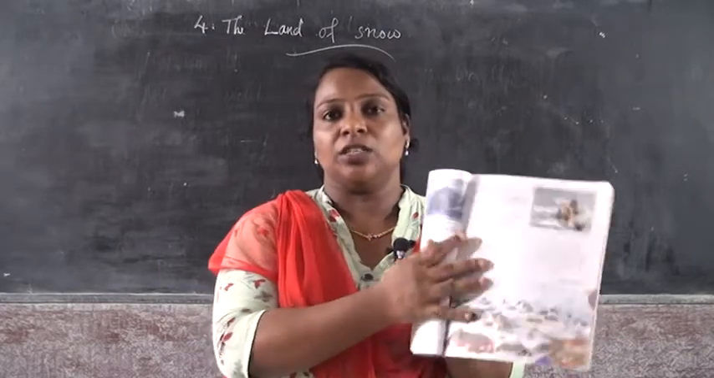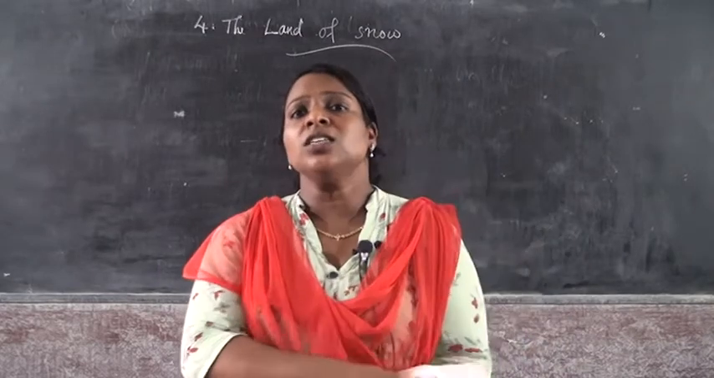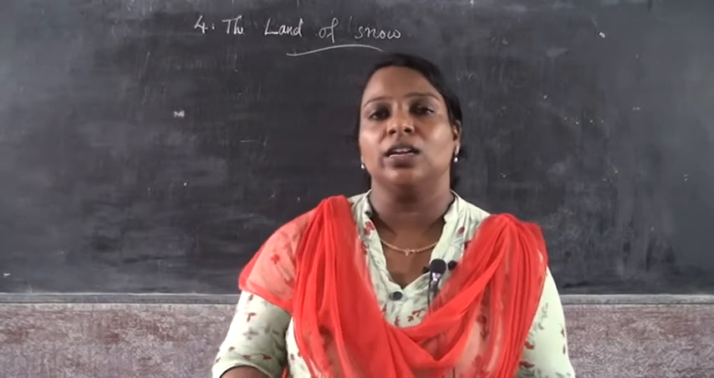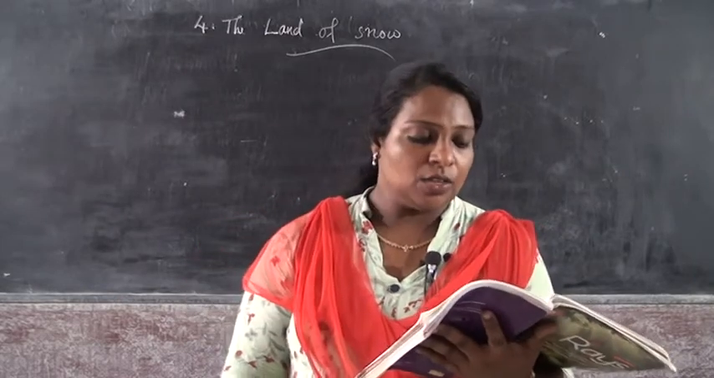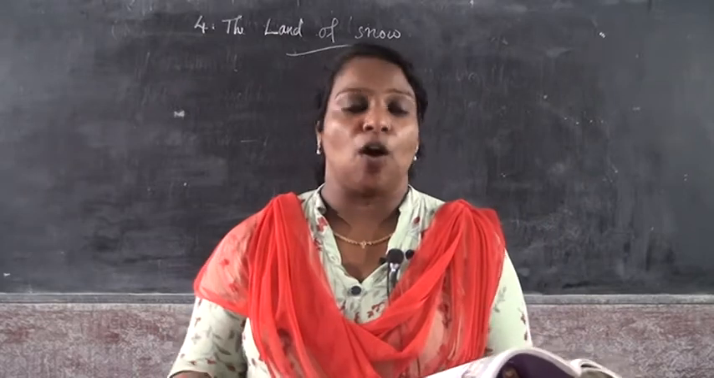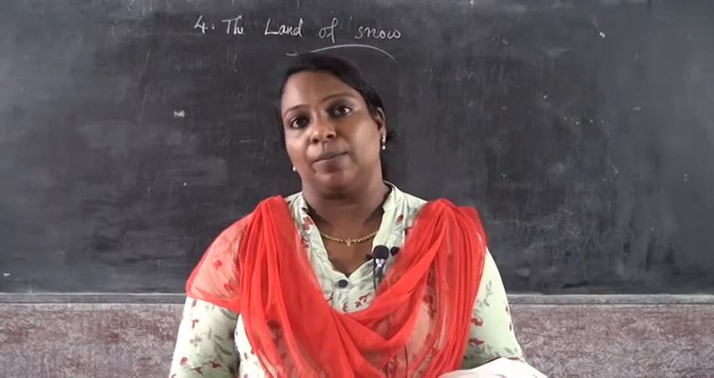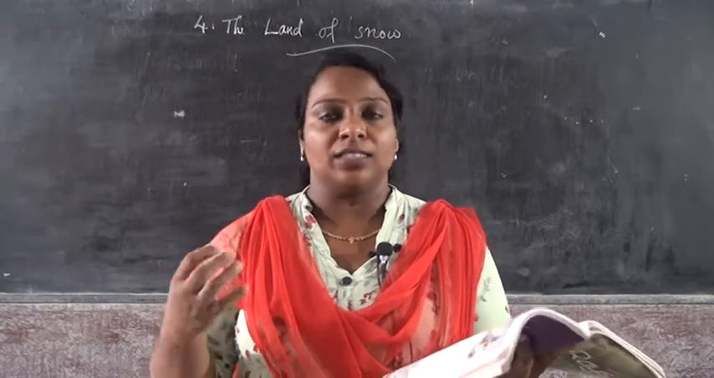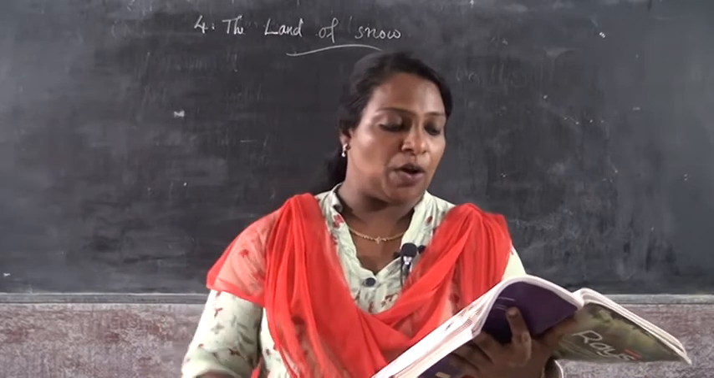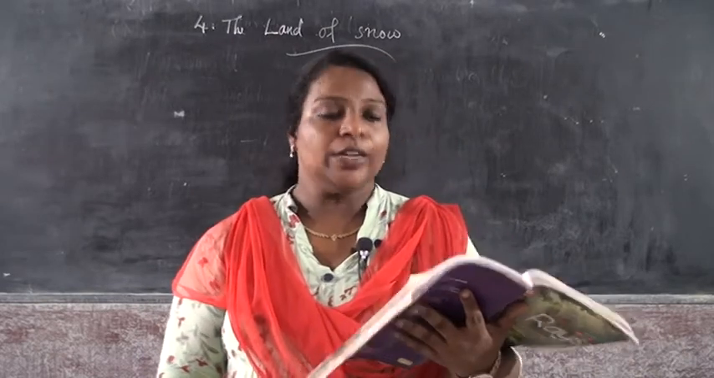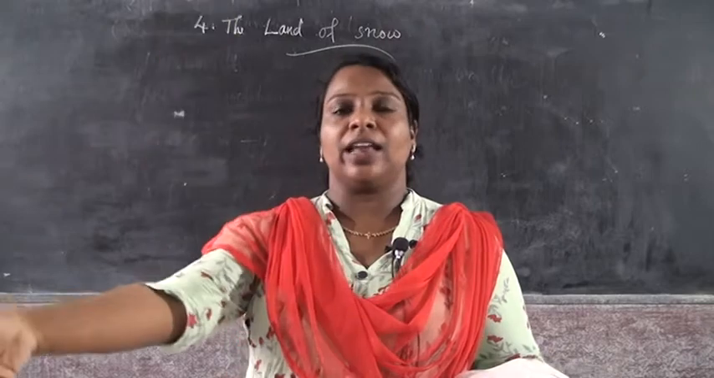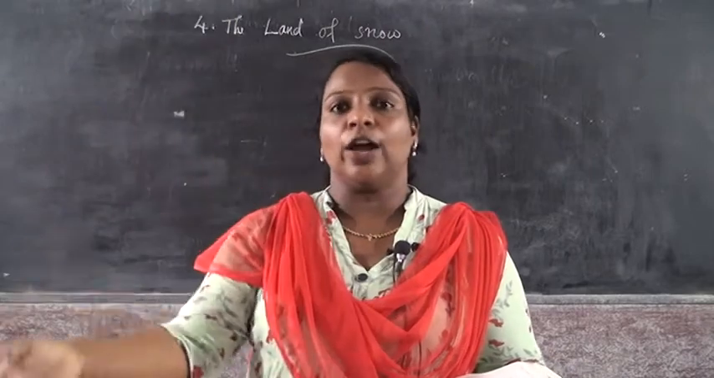The picture is in your textbook. This is an igloo. And what are the specialities of igloos? They use large blocks of ice to construct them. The first point, the igloos are dome shaped. The top is like a circle, a dome shape.